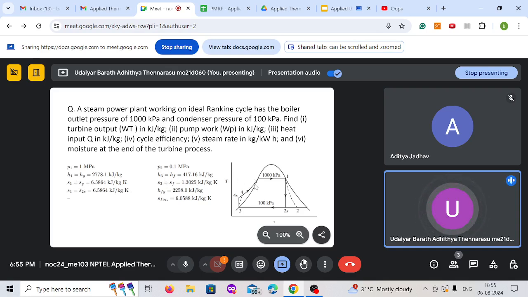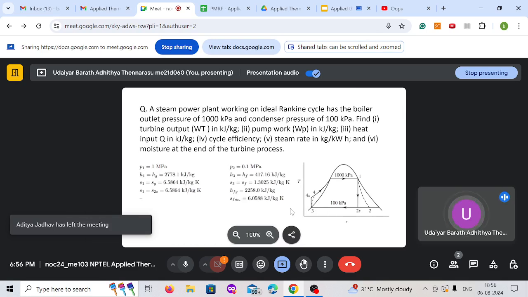Similarly, at the lower pressure of 100 kilopascal, for your saturated liquid values, H3 is the saturated liquid enthalpy, which is 417.16 kilojoule per kg, and your entropy is 1.3025 kilojoule per kg Kelvin. And also to estimate the enthalpy at state 2s, we need to find out the latent heat HFG, which is 2258.0 kilojoule per kg.